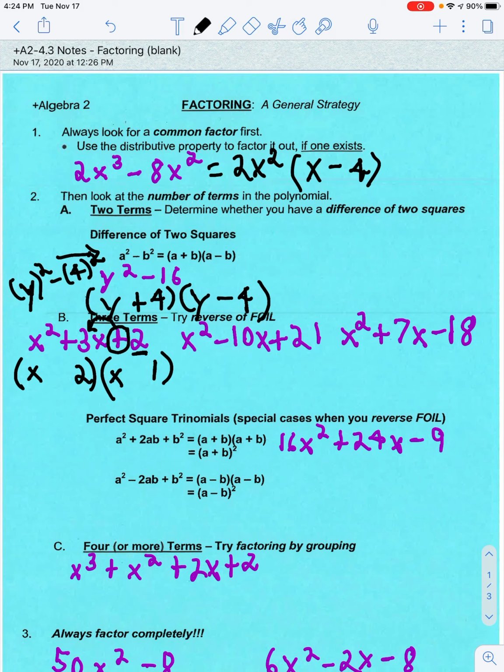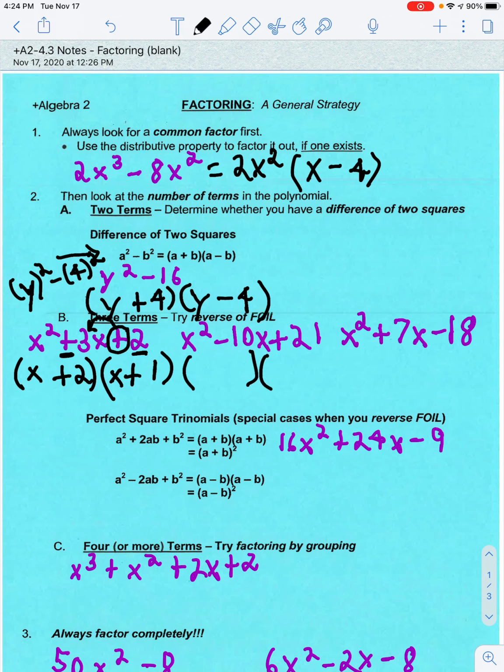And I know that my signs, since it's a positive 2, have to both be the same. And the middle term has a term that's positive. So I want these both to be plus. And I can test it by multiplying. X times x, of course, is x squared. Then the outside product is 1x, and the inside product is 2x, both positive to get a positive 3x, and then the last term is positive 2. Let's try the next one.